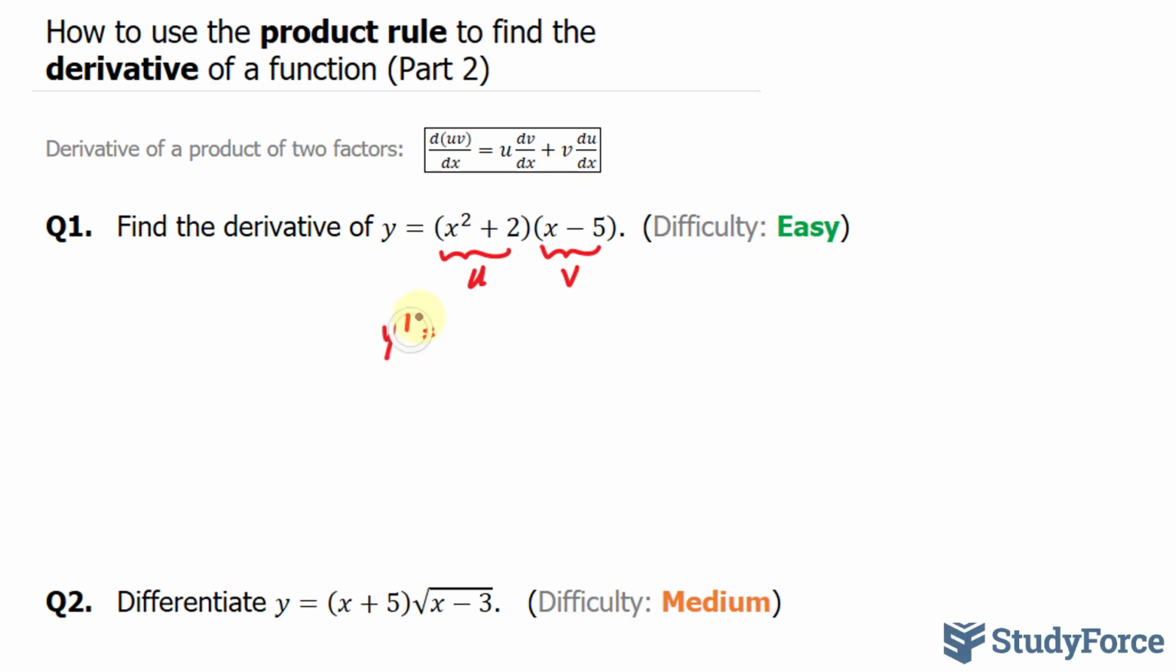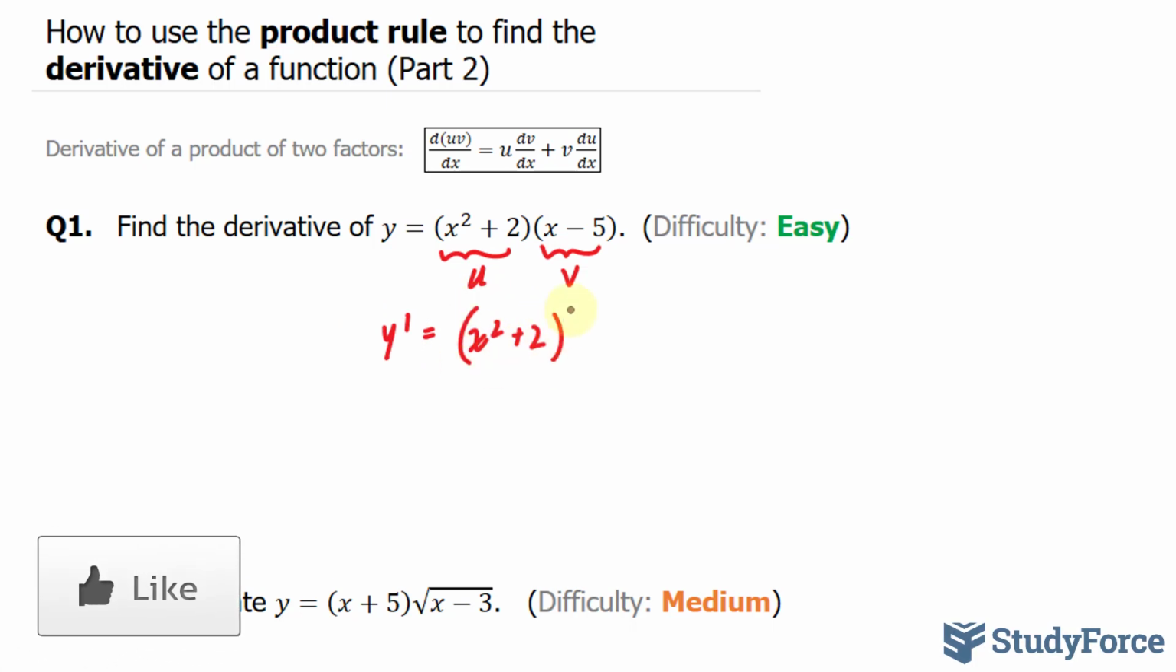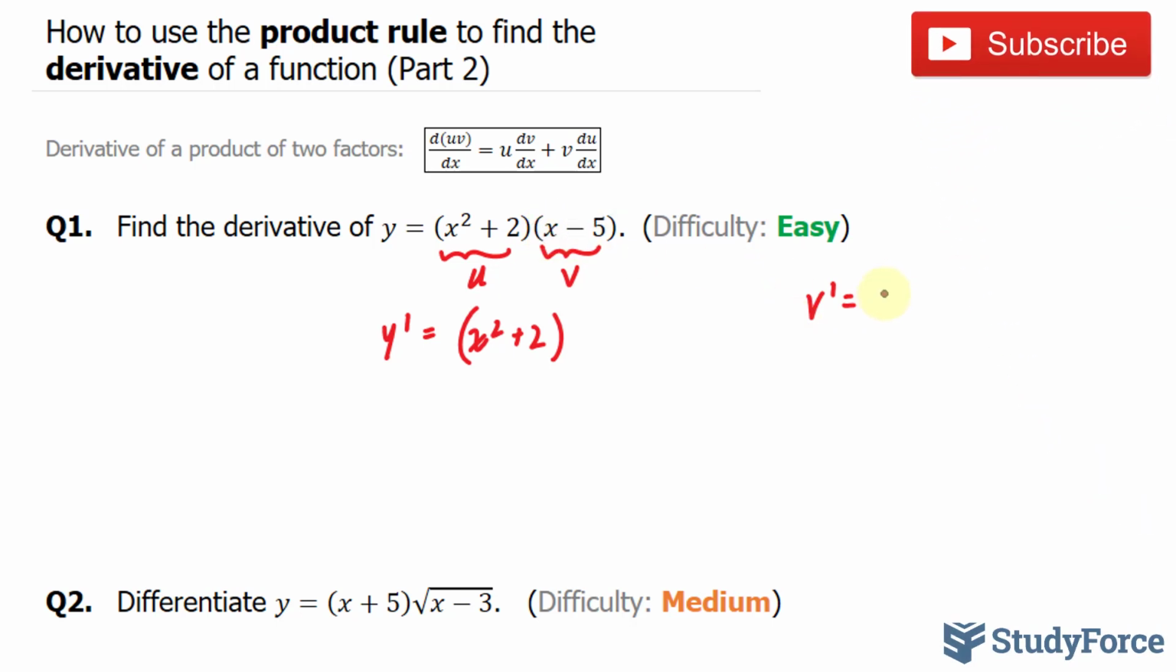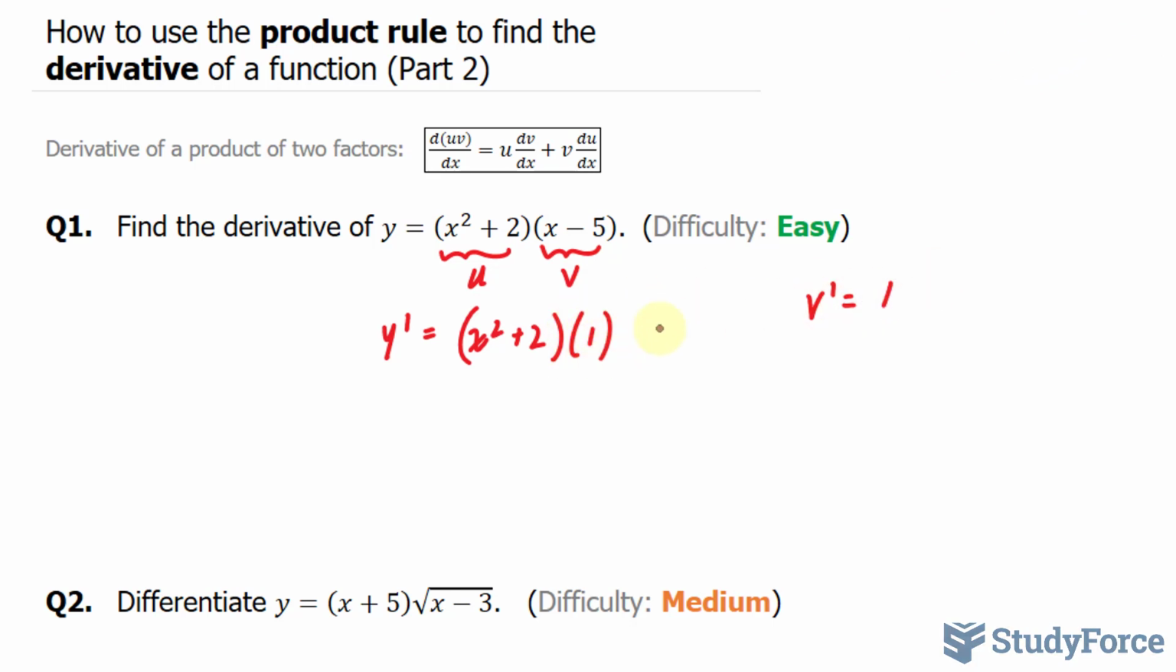Y prime, which represents the derivative, u the way it is, x squared plus 2, and the derivative of v, well, we can use the power rule for that. If we find the derivative of v, we end up with the derivative of x is 1, and the derivative of any constant is 0. So we can put a 0 there, or we can just leave it. I'll take this one and multiply it by u.